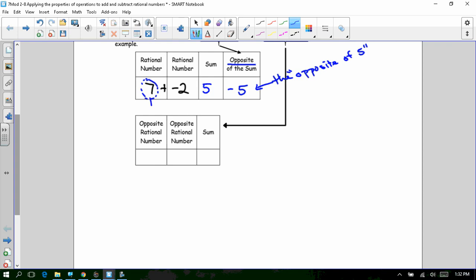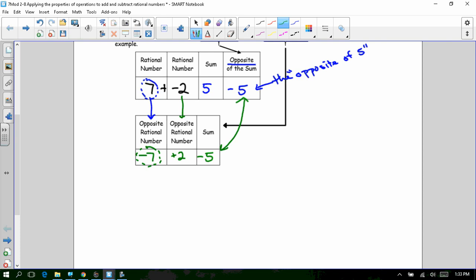What's the opposite of my 7? -7. And what's the opposite of my -2? It's +2. Again, which is bigger, 7 or 2? 7's bigger, so I know I'm going to have a negative answer, and I subtract them and get 5. What do you notice about the two answers?